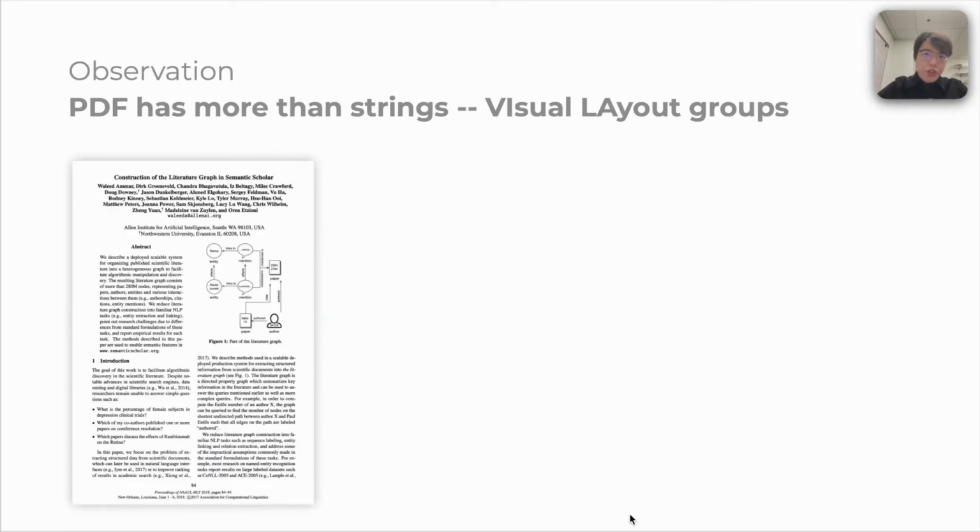We start to search for a better solution, and we identify one interesting aspect of the PDF documents. They are usually nicely laid out with visual layout groups, and let me explain here. We color the page with rectangular boxes of different colors, each denoting a region which conveys the same semantic information.